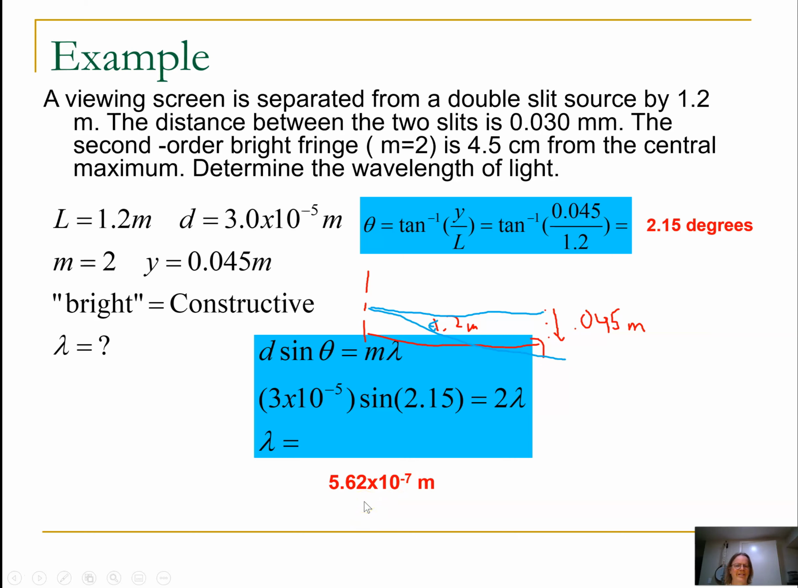So that's greenish, green light, 562 nanometers. That's kind of a popular laser thing to do these days. Questions, guys? Anything?